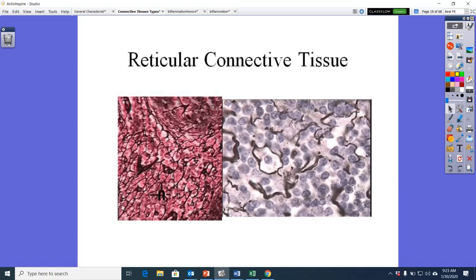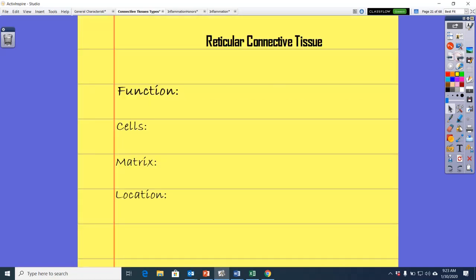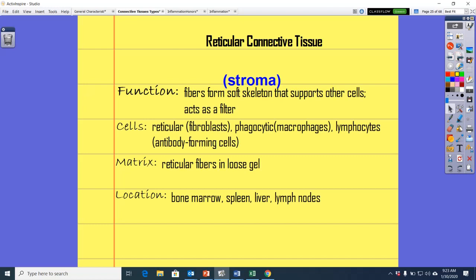Depending on the stain, it might have this grayish purple color, and you can see here the cells are close together, and each one of these round cells is a lymphocyte. Each one of these black stringy things that you see here or on the other one is a reticular fiber. Okay, so the function of reticular connective tissue is to form a soft skeleton. You've got to have a skeleton to hold all of the cells. And that skeleton is also going to help serve as a filter.